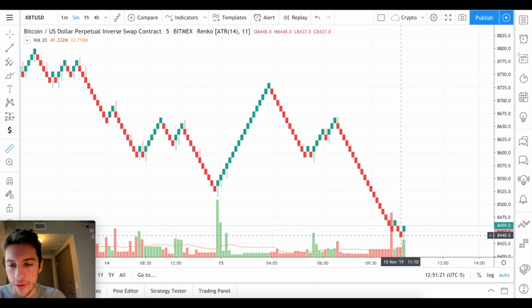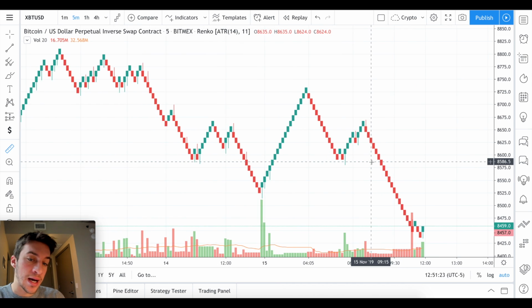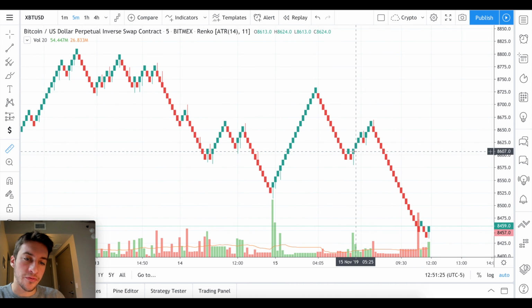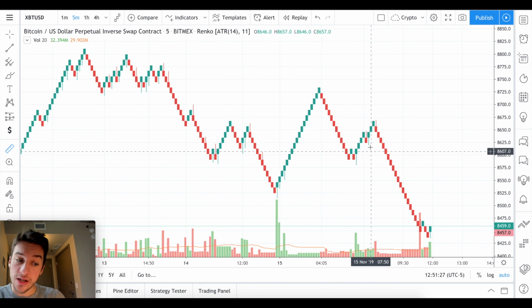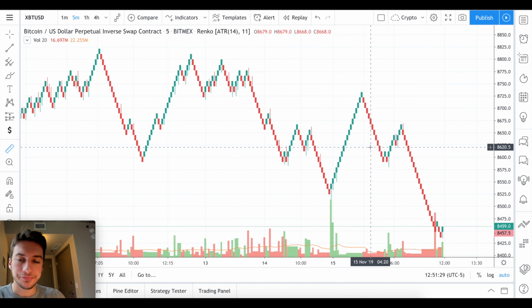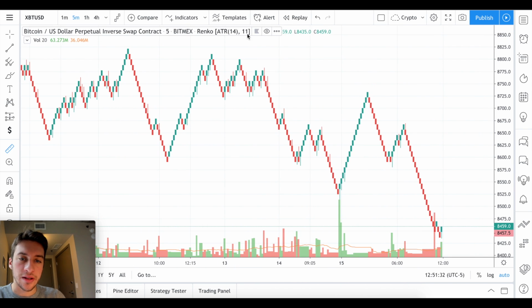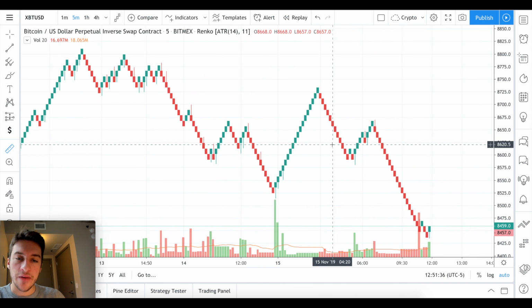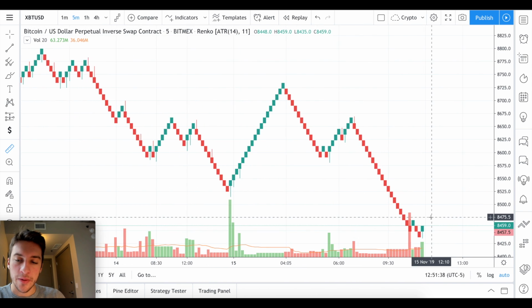Maybe that would have turned out okay. Maybe it wouldn't have. I don't know your risk management for your trade, but this could have potentially been problematic, as you can see there. This ATR is now at 11. I mean the brick size. So that's every $11 of a price move is going to be reported.